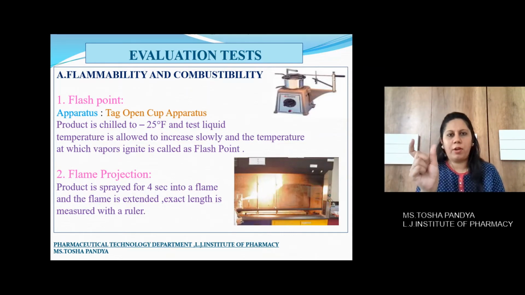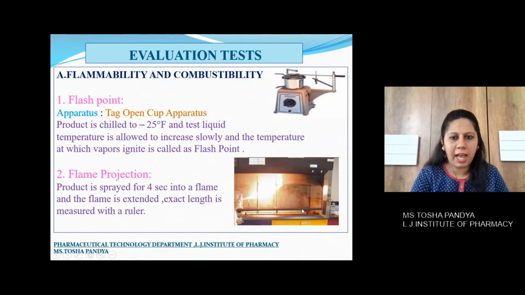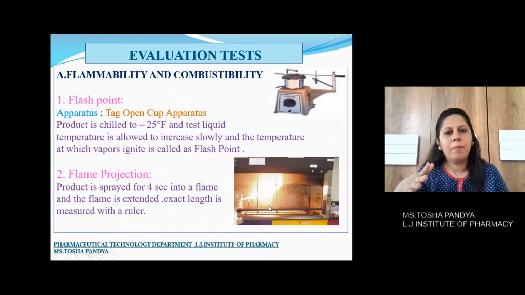The flash point is the temperature at which the vapors ignite. In the flame projection test, as you can see here, the product is sprayed for 4 seconds to the fullest extent, and then you measure the length of the flame extended. You have a ruler fitted behind, so whenever it is flamed, you can measure the length of the flame. The higher the length, the higher the flammability and combustibility of that particular propellant.